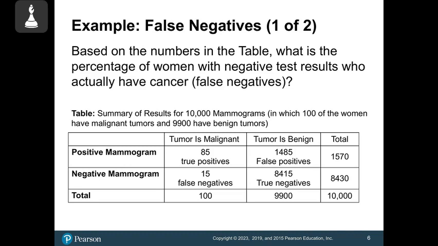So the question then is asked, based on the numbers in this table, what is the percent of women with negative test results who actually do have cancer, or who have a false negative? Well, we want to look at all our negative tests here. So our total negative tests here are 8,430. And we want to know what percent of those are false negatives. So I'll show the work on the next slide.